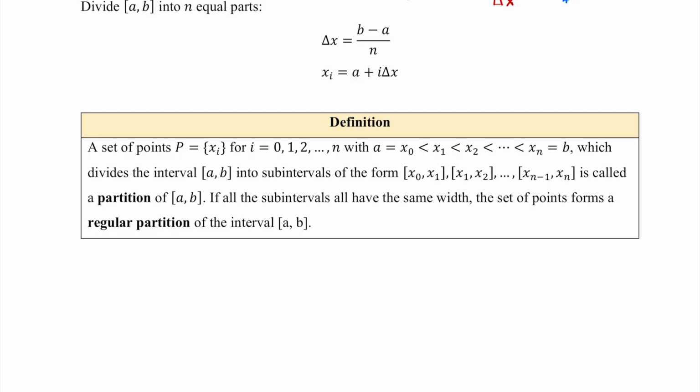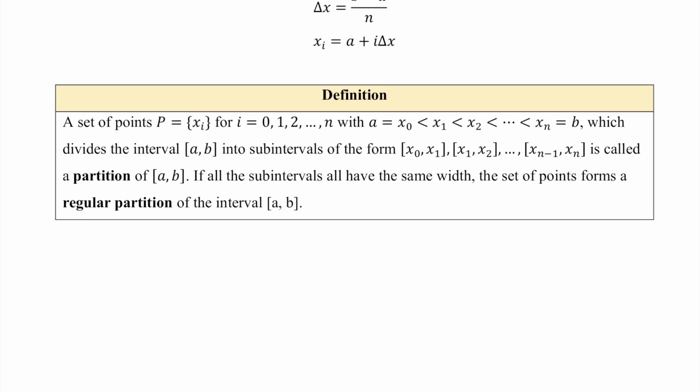If all the pieces are the same size, we call it a regular partition. And in this section, we will mostly work with equal width intervals, so regular partitions. Next, we'll look at specific ways to build rectangles, starting with the left endpoint approximations.